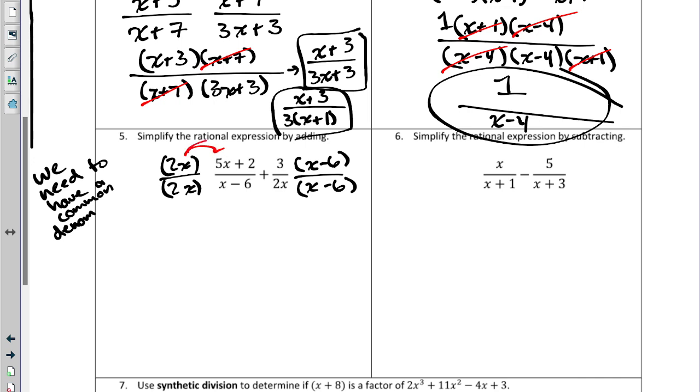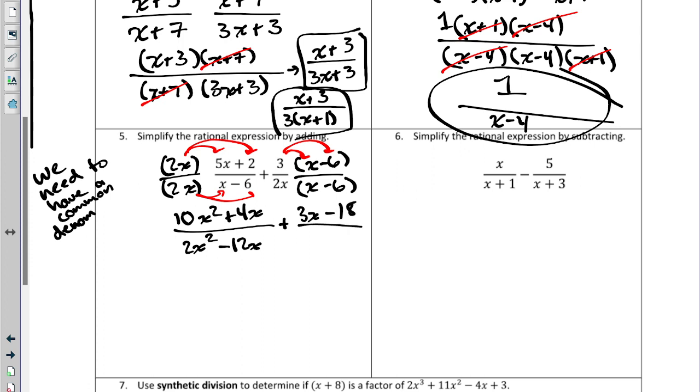Let's do this distribution. I've got to multiply 2x times 5x plus 2. That's going to be 2x times 5x is 10x squared. And then 2x times 2 is plus 4x. And then divided by, same thing on the bottom. I've got to do this. I'm going to get 2x times x is 2x squared, and then minus 12x. All right. Then on the second side, I've got to do the same thing. I've got to multiply 3 into that, or that into 3. That means that on the top, I'm going to get 3x minus 18. And on the bottom, we're going to have the same thing because we're multiplying the same thing. So 2x squared minus 12x.